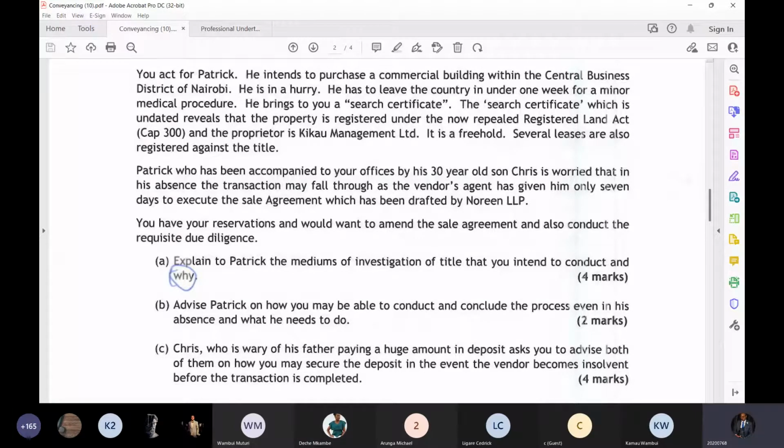Exactly. So you do a search. It's just a medium of investigation of title. A search will show you who the proprietor is. It will show you any encumbrance that is on the title. What else will a search show? The encumbrance, the proprietor, and so forth.